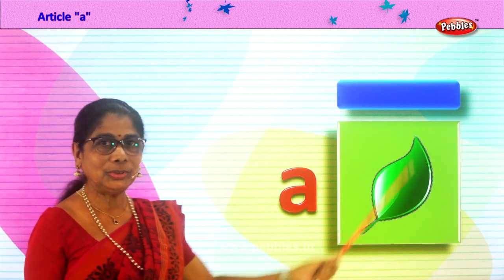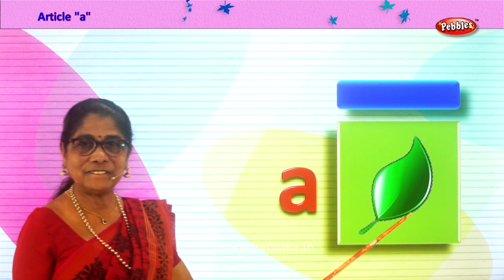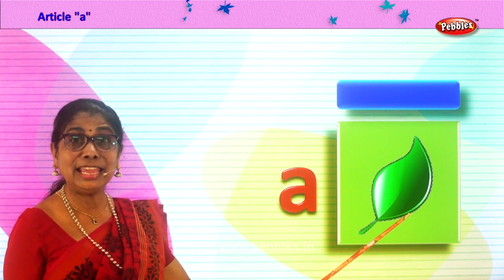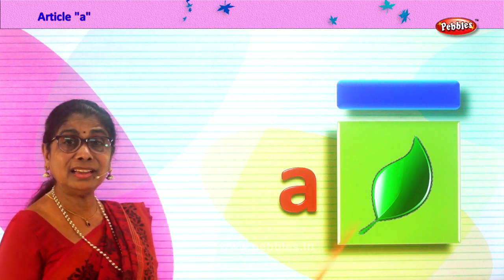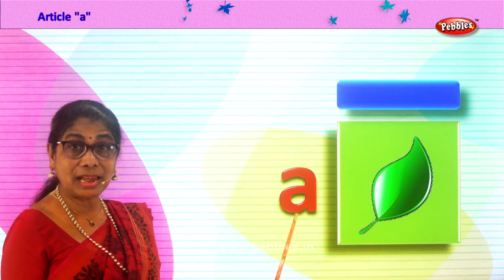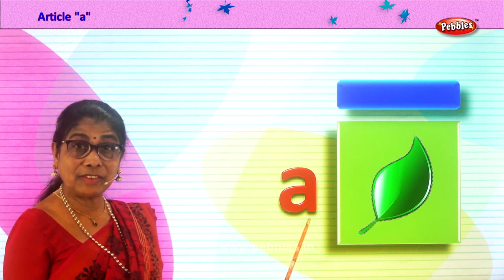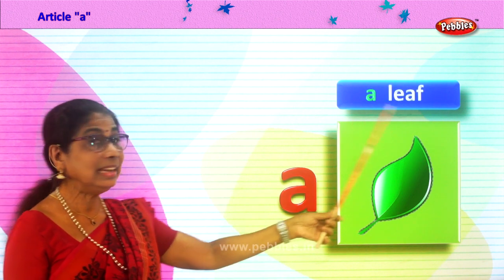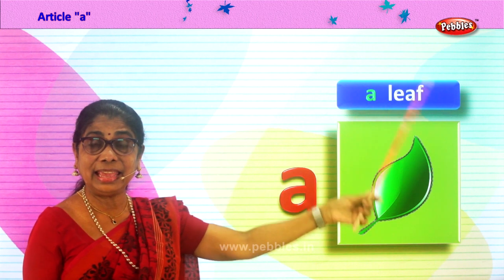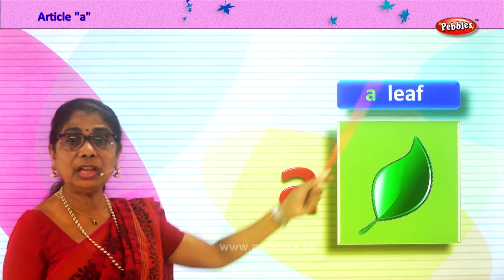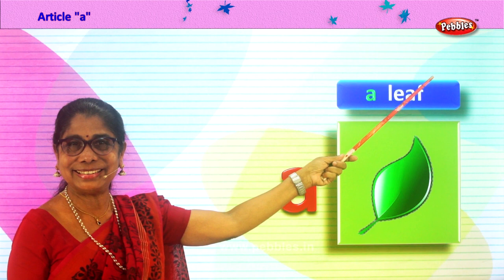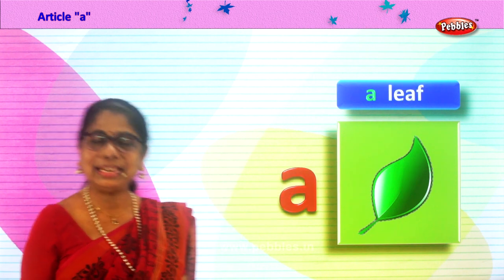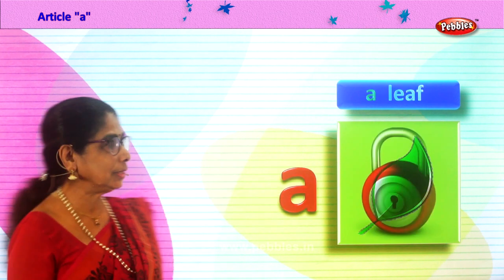Look. What do you see here? Lovely, fresh green leaf. Read. A leaf. Article A used in front of consonant. Leaf begins with letter L. A leaf. L-E-A-F. Leaf. A leaf. Good. Did you enjoy? Let's look at the next picture.